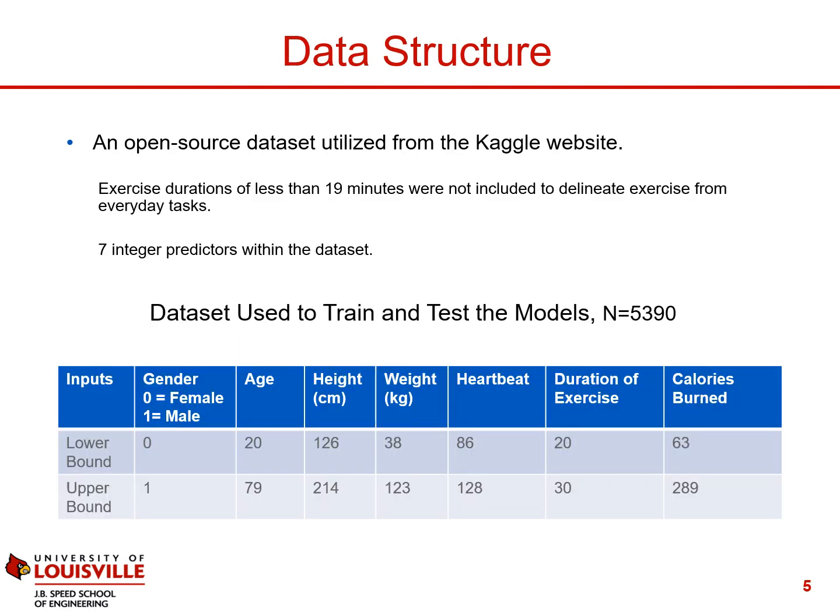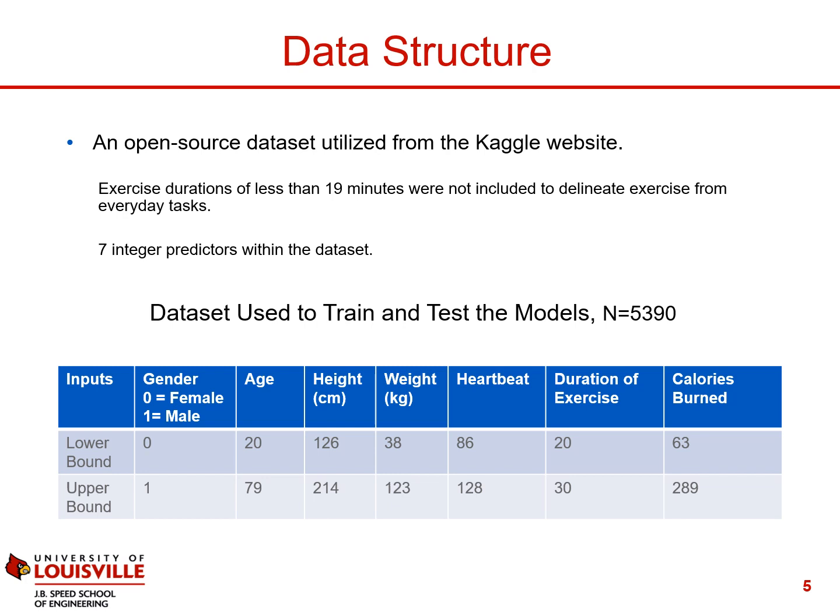The data structure for this project will be an open source dataset from the Kaggle website. 7 predictors within the dataset will be used to train the model. Most of the predictors are biometric data, such as the height, weight, and heartbeat.